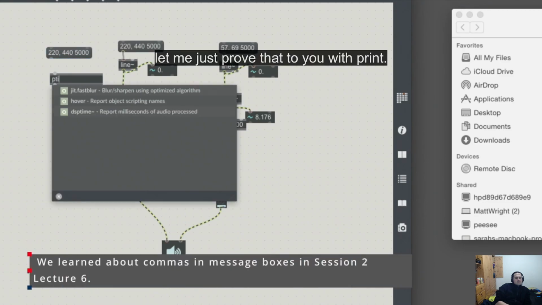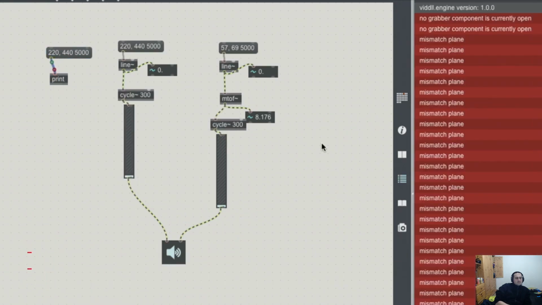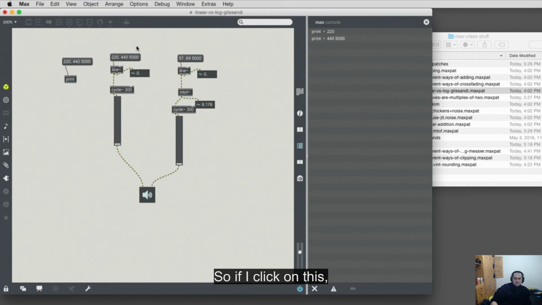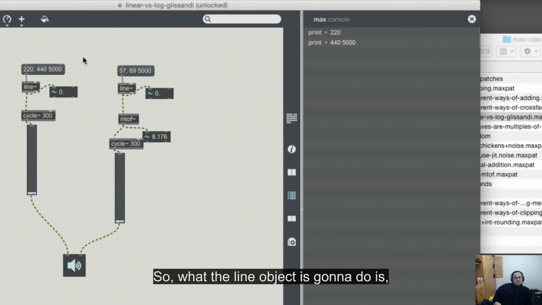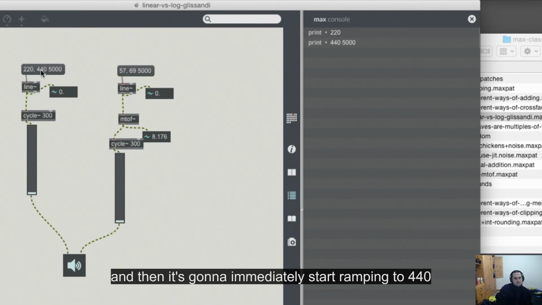Let me just prove that to you with print. So I got some garbage in the Max. I'll clear that. So if I click on this, then first the 220 comes out, and then as a second message comes out the list 440, 5000. So we haven't talked a lot about processing lists, and we're not going to process this. We're just going to send it to line. So what the line object is going to do is when I click on this, it's going to output 220, and then it's going to immediately start ramping to 440 over 5 seconds.